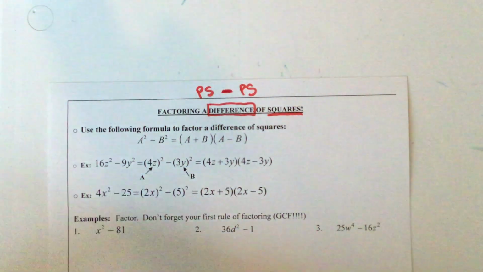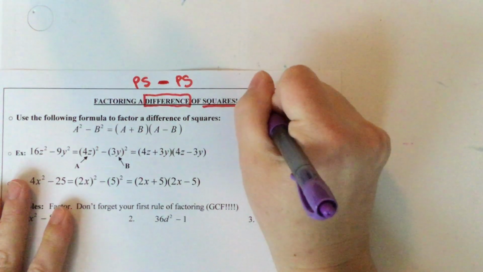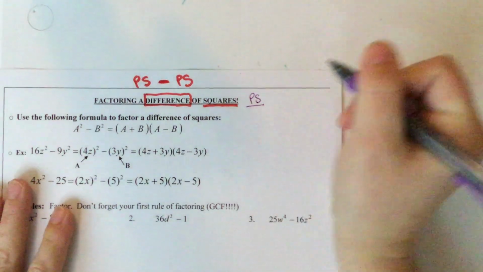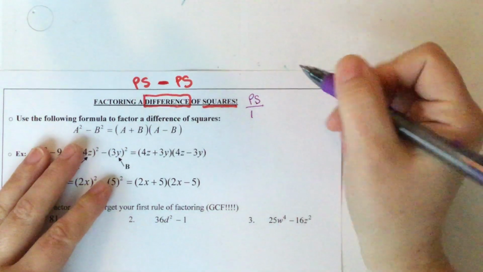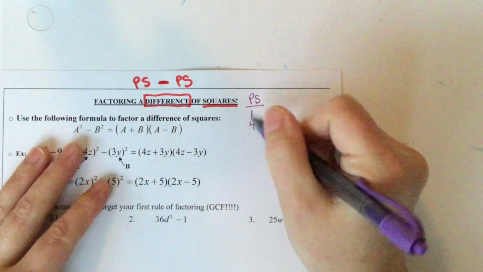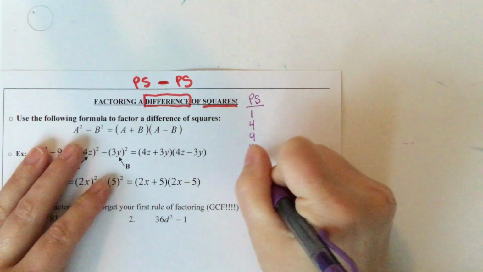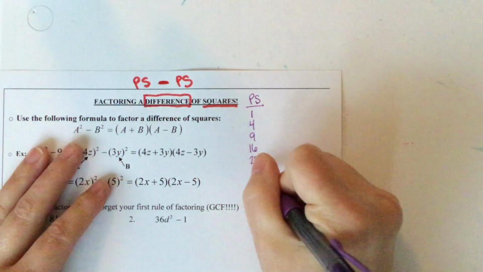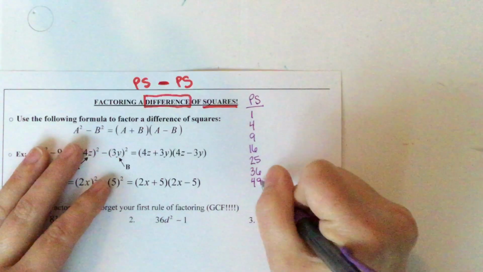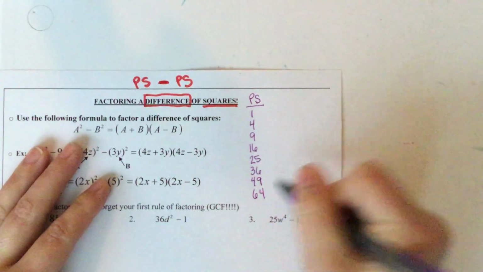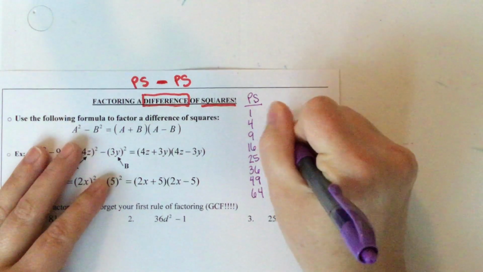So now you may be wondering, what are perfect squares? We're going to make a list of, not all of them because I can't list them all, but I can list several of them. So perfect squares, let's start with numbers. 1 times 1 is 1. 2 times 2 is 4. 3 times 3 is 9. 4 times 4, 16. 5 times 5, 25. 6 times 6, 36. 7 times 7, 49. 8 times 8, 64. 9 times 9, 81. 10 times 10, 100.